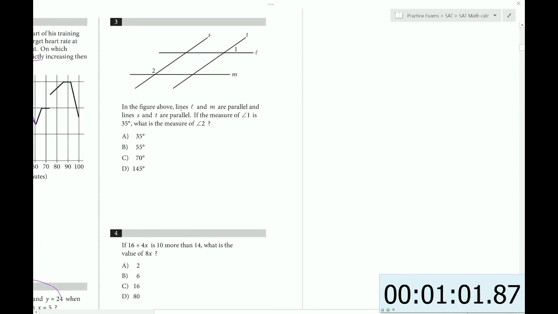In the figure above, lines L and M are parallel, and lines S and T are parallel. If the measure of angle 1 is 35 degrees, so that's here, we can also conclude that this would be 35, and similarly these would be 35, and also these would be 35. Then what's angle 2? Angle 2 would be supplementary to 35, so 180 minus 35, we get 145, choice D.